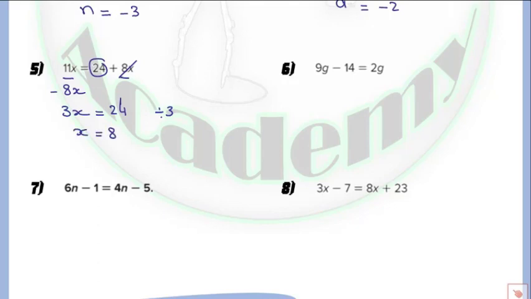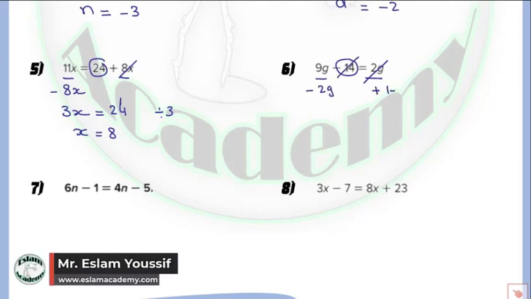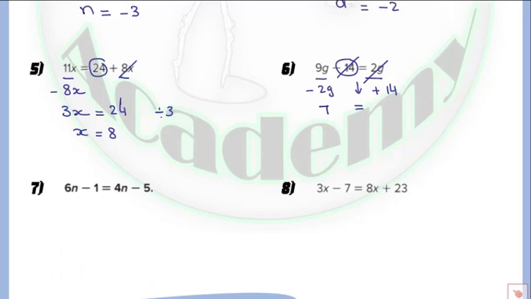9g minus 14 equals 2g. Now underline the variable and circle the number. So 2g is subtracted, then we have negative 14, so I will add 14. And we will write equal without any change. 9g minus 2g equals 7g. 0 plus 14 equals 14. Now we will divide by 7 because we have 7g, so we just divide by the number which is beside g. So g now will be equal to 2.